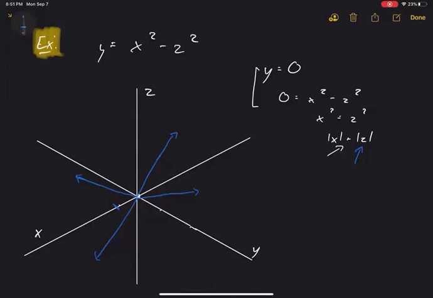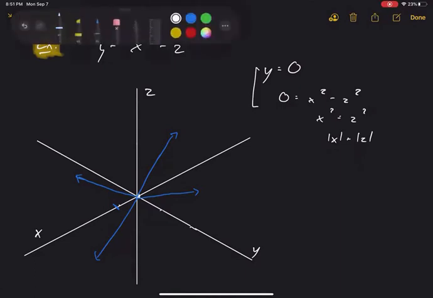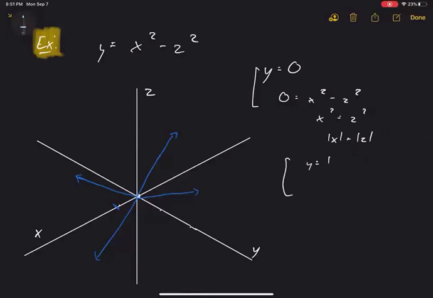Okay. Now let's move to y equals 1. Okay. When I have y equals 1, I have this standard hyperbola equation. So 1 equals x squared minus z squared. Okay, that's going to be a hyperbola. We're going to be in this plane, y equals 1. Okay, the vertex is going to be at x equals 1, z equals 0, and x equals -1, z equals 0. So like this.